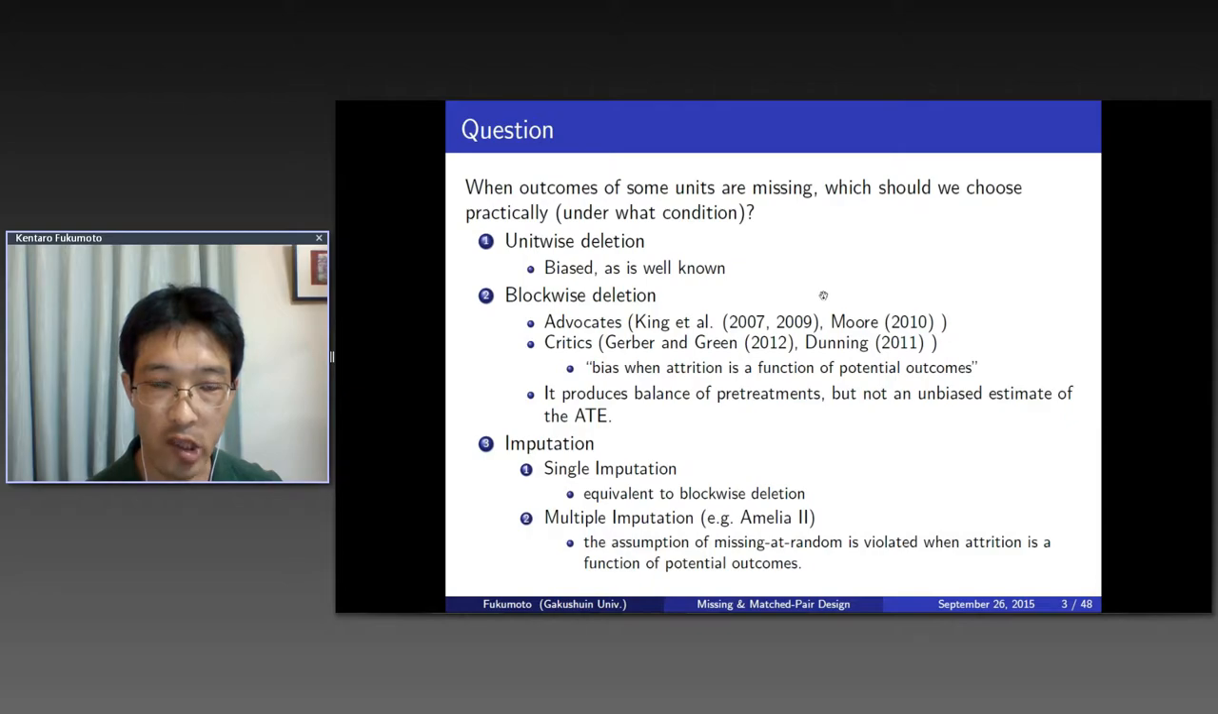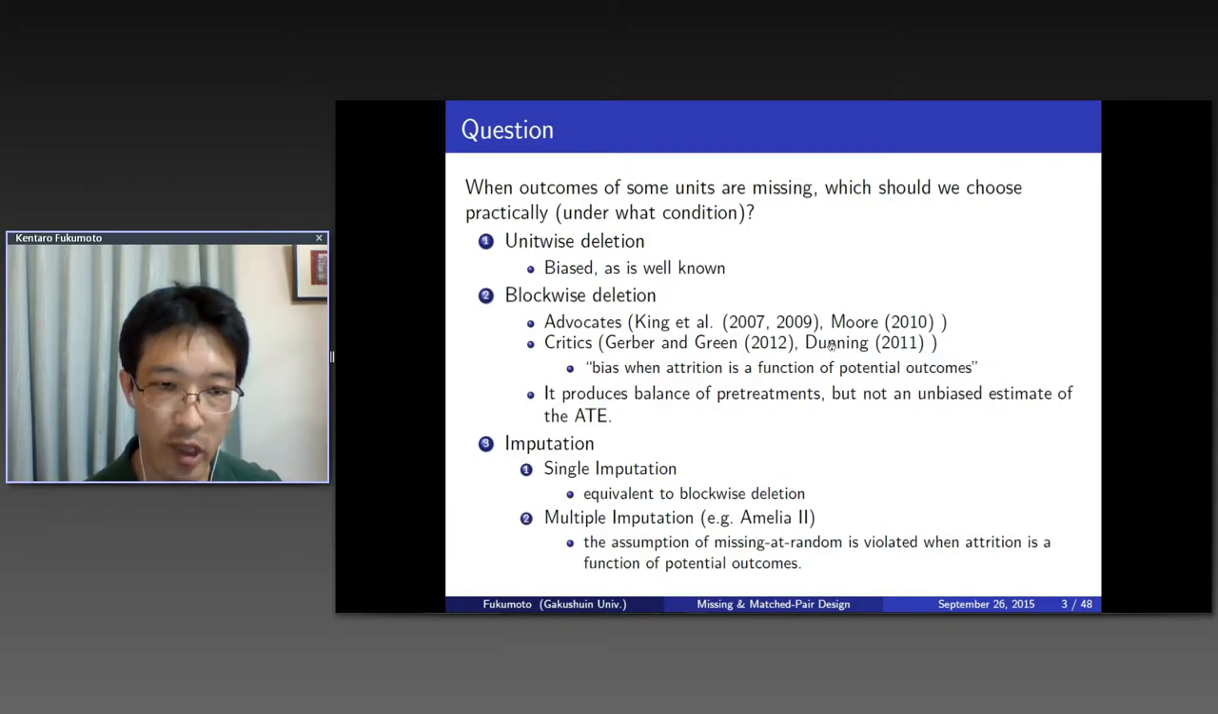The second estimator is the blockwise deletion estimator. There are lots of advocates because this estimator retains the balance of pretreatment variables. But there are some critics as well, and they argue that this estimator is biased when attrition is a function of potential outcomes. So the blockwise deletion produces balance of pretreatments, but not an unbiased estimate of the ATE.